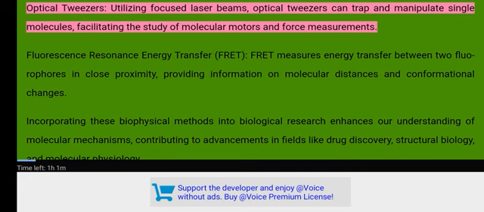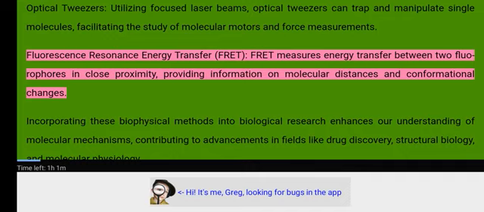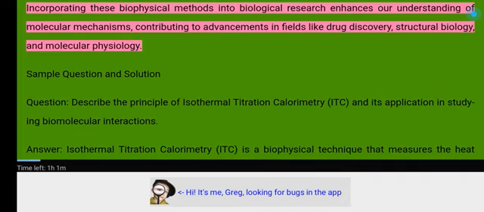Optical tweezers. Utilizing focused laser beams, optical tweezers can trap and manipulate single molecules, facilitating the study of molecular motors and force measurements. Fluorescence resonance energy transfer. FRET measures energy transfer between two fluorophores in close proximity, providing information on molecular distances and conformational changes. Incorporating these biophysical methods into biological research enhances our understanding of molecular mechanisms, contributing to advancements in fields like drug discovery, structural biology, and molecular physiology.